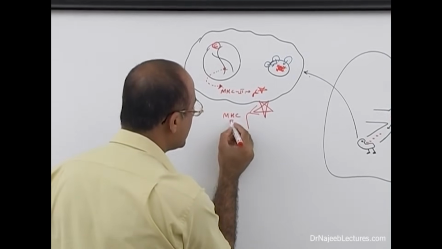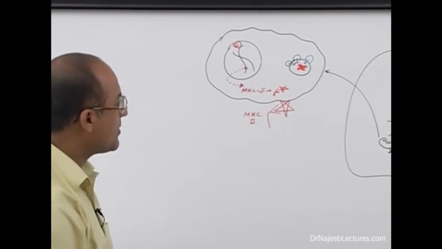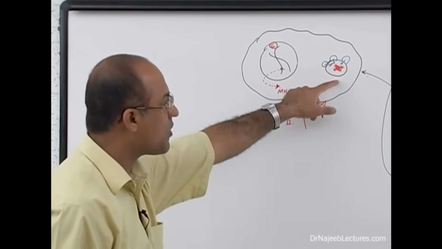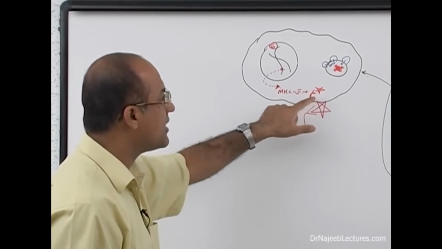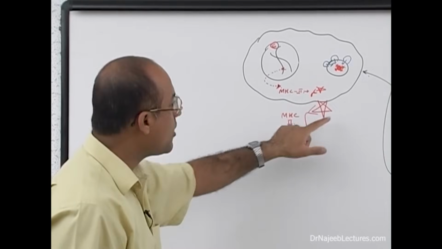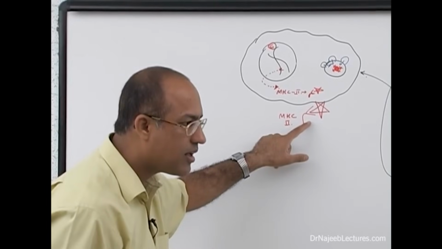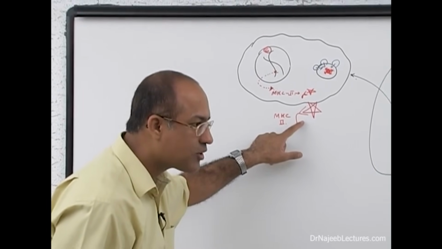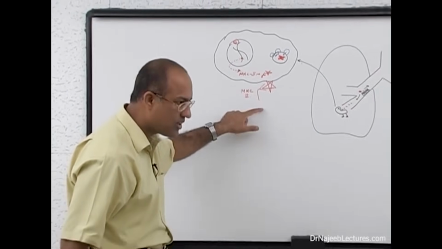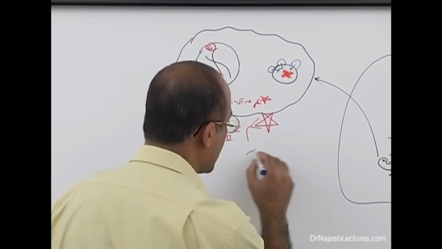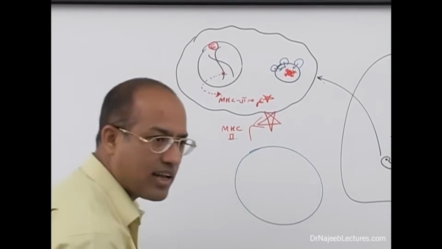MHC class 2 molecule. Now we can say this macrophage has taken up the foreign antigen and processed it with the class 2 molecule, and now the antigen with the class 2 molecule is ready to be presented to the immune system. So this macrophage will rush to the lymph nodes. There it will find a special type of T cell.